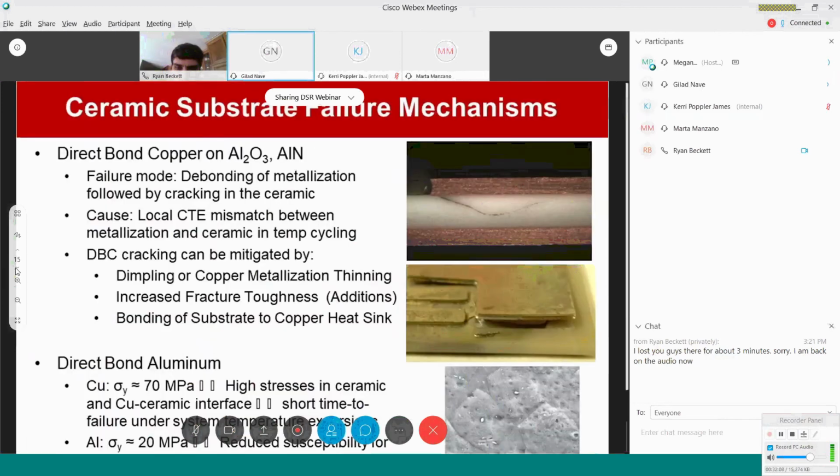You have to attach down to something, so if you're attaching your chip down with a solder to a base plate, it's important to understand what's going on in the base plate.